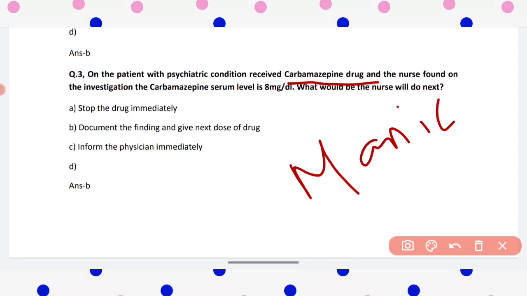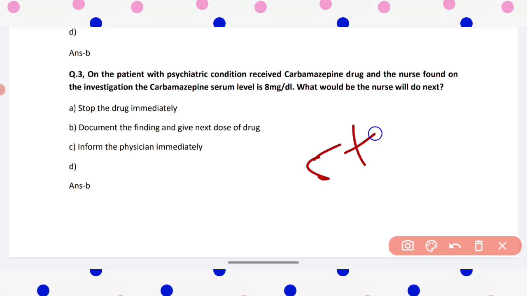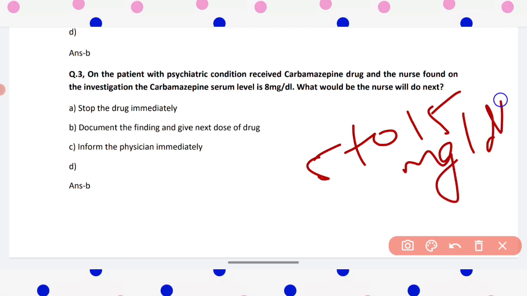And the fourth option we don't receive. Fine. So which is the right answer here? For answering this question, you should know the normal serum level of carbamazepine. The normal serum level of carbamazepine is 5 to 15 mg per deciliter. So 8 is coming under 5 to 15, right? So this is the right level of serum in the blood.